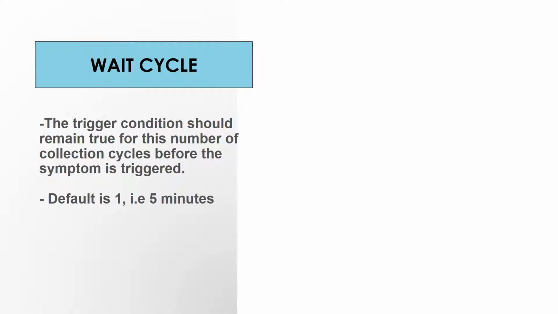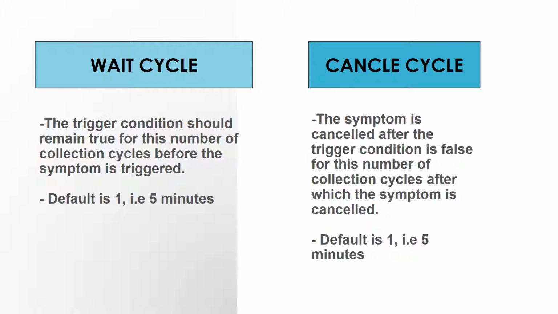And now, what a cancel cycle is. If a symptom is active, it needs to be cancelled once the problem is fixed and the condition which initially triggered it is evaluated to be false. Once the condition becomes false, analytics checks it for the assigned number of collection times and then declares the symptom to be cancelled and cancels it. So, yeah, it is pretty useful and logically important.